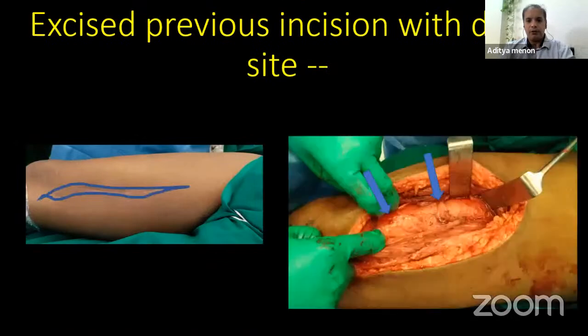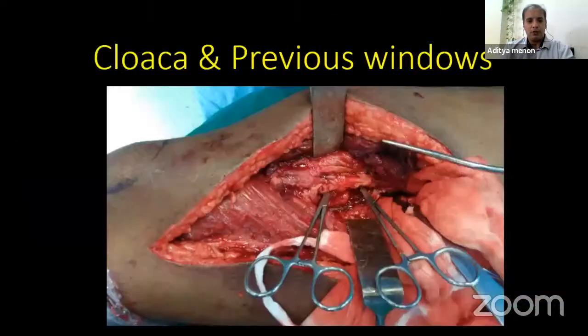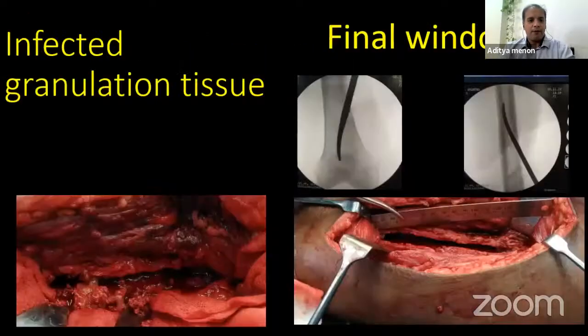So this is the incision we took. We reached the thick infected periosteum. The cloaca were identified, the previous window was identified. We extended the window, made a nice oval window, almost about 15 centimeters in size, in the technique that Sir has shown in the previous case. Again, a C-arm image was used to ensure that we had adequate access proximally and distally.